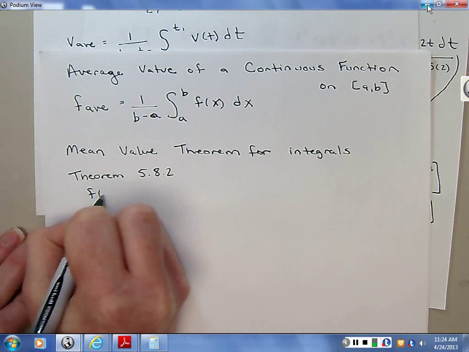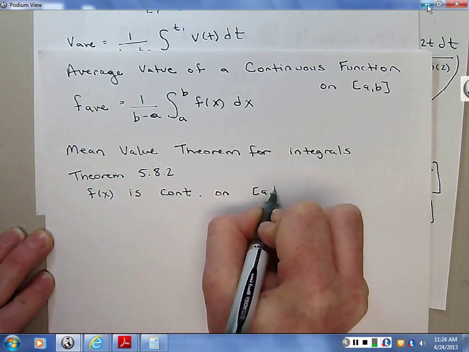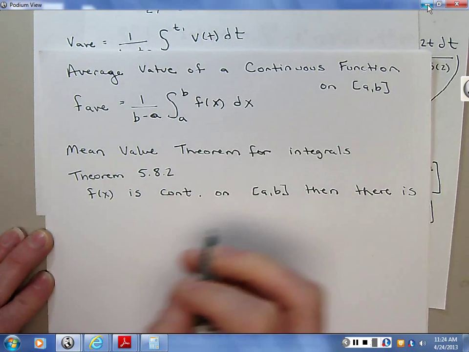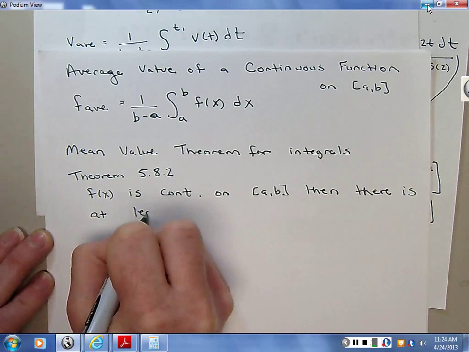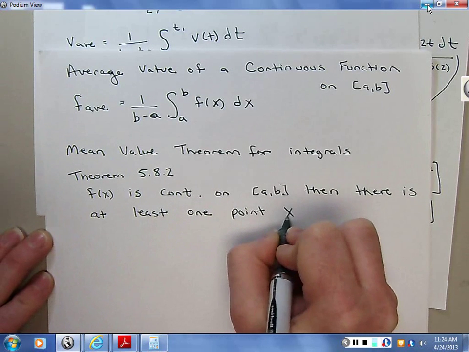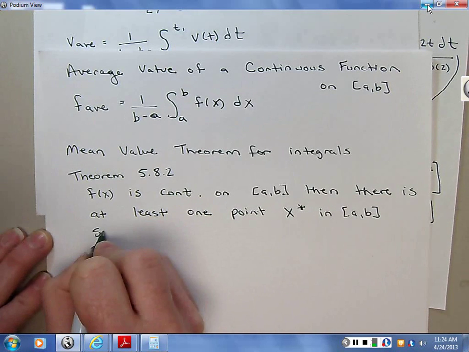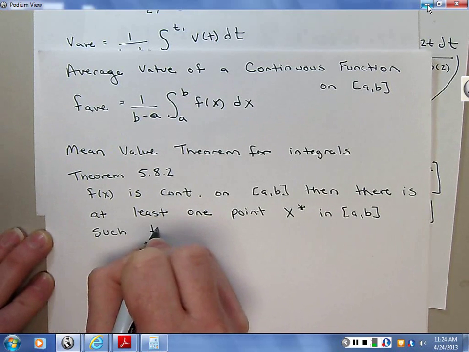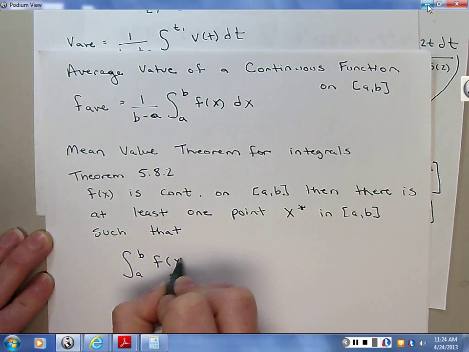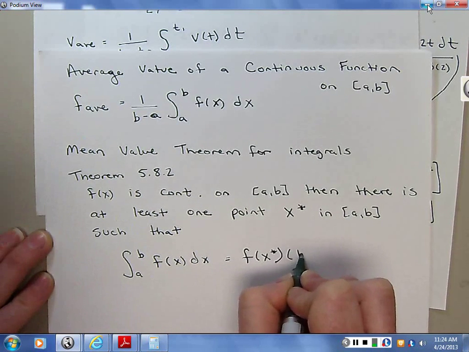If f of x is continuous on a closed interval [a, b], then there is at least 1 point, we'll call it x star, in [a, b], such that the integral from a to b of f of x dx equals f of x star times b minus a.